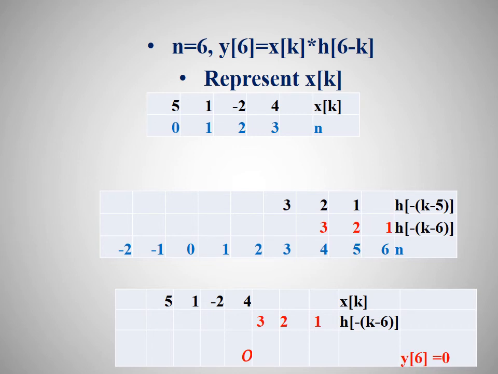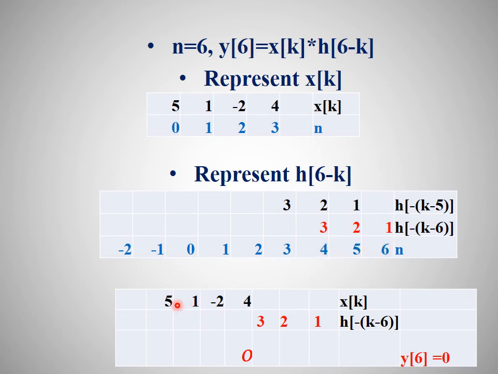Representing x of k in a normal manner, at n equal to 0 it is 5, at n equal to 1 it is 1, at n equal to 2 it is minus 2 and at n equal to 3 it is 4. Similarly, representing h of 6 minus k, from h of minus k minus 5, previously it was 3, 2 and 1, now it becomes 3, 2 and 1 at 4, 5 and 6.